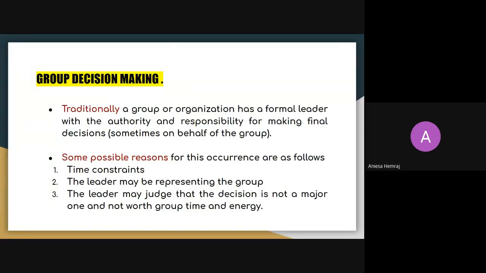Traditionally, a group or organization has a formal leader with the authority and responsibility for making final decisions. Some possible reasons for this are time constraints. The leader may be representing the group, or the leader may judge that the decision is not a major one and not worth the group's time and energy.